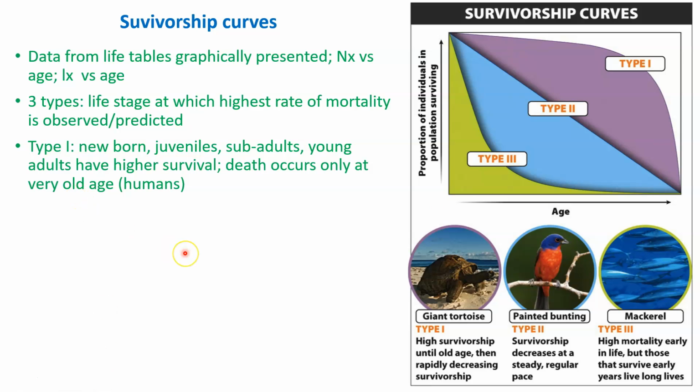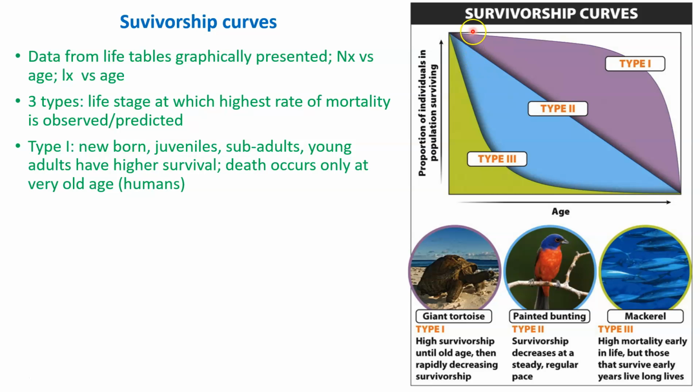Now, these three survivorship curves are identified based on the age class at which the greatest mortality versus survival is observed. Let's understand each type, and that will explain what I just mentioned earlier. Type 1: this particular type is when newborns, juveniles, or younger adults have a relatively greater survival and the death rate increases at very older ages.